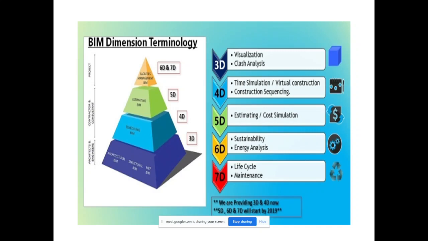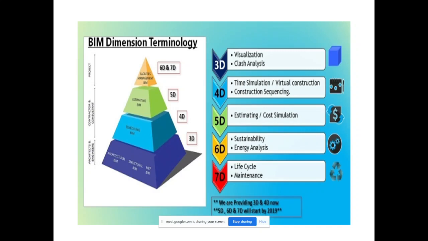The next one is 4D. The 4D is for time simulations, virtual construction, and construction sequences. Next, 5D is the estimation and cost simulation. You calculate the whole building cost in BIM, also in Revit software. You calculate the reinforcement detailing cost, brickwork cost, tiles cost, and many other things in this 5D, five dimensional.